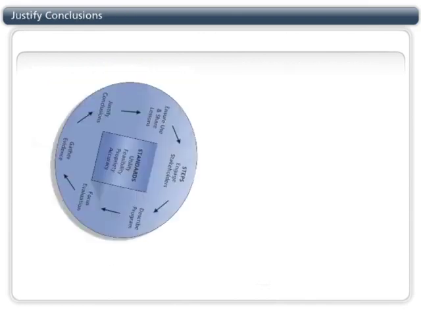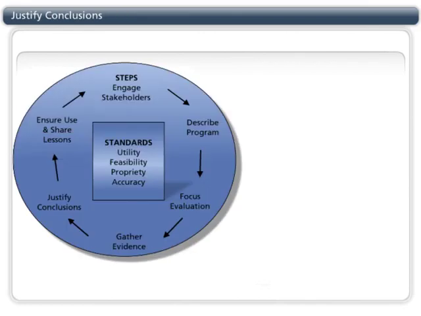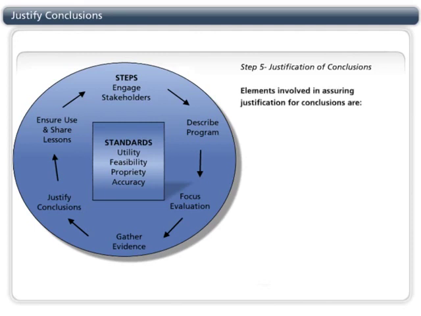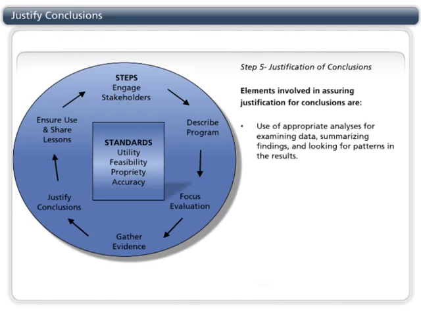The fifth step in the framework is justification of conclusions. Evaluation conclusions are justified when they are linked to the evidence gathered and judged against agreed-upon values or standards set by the stakeholders. Stakeholders must agree that conclusions are justified before they will use the evaluation results with confidence. Elements involved in ensuring justification for conclusions are use of appropriate analyses for examining data, summarizing findings, and looking for patterns in the results.